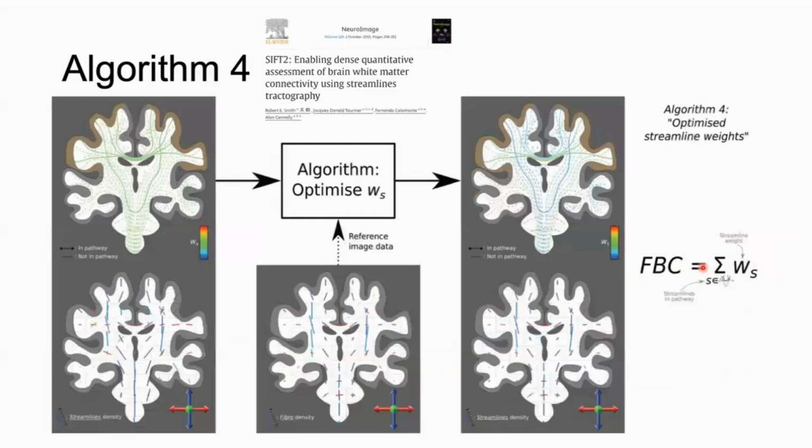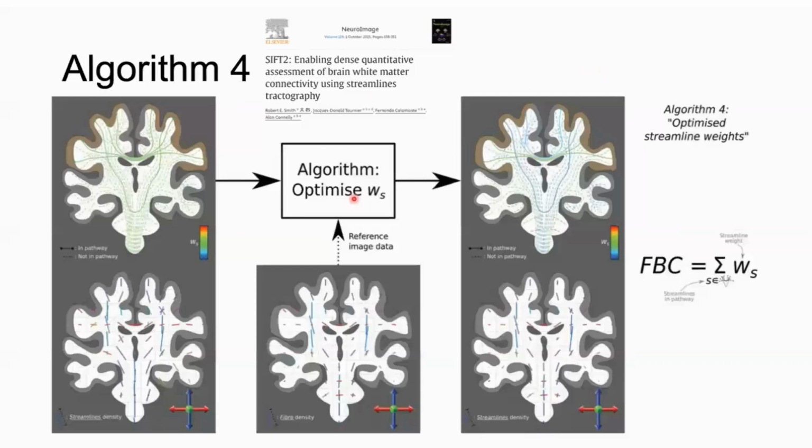This tries to overcome that practical limitation by not needing to generate lots and lots of streamlines to filter from. Rather, you're cleverly adjusting weights, bringing creativity into the weight calculation. That's just a qualitative statement, but the details of this particular optimization are in the SIFT2 paper.